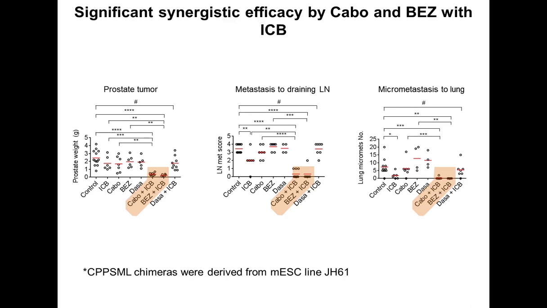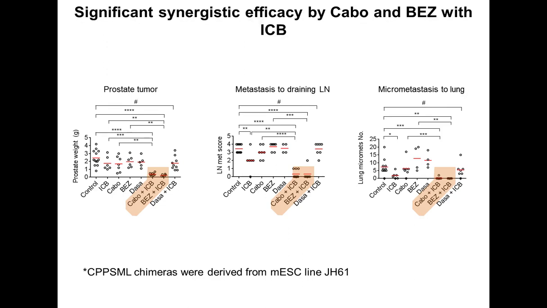If you focus on the prostate tumor weight plot, you will see that neither the ICB nor the drugs, cabozantinib, BEZ or dasatinib, as single therapy significantly change the tumor weight compared to the control. So neither of them is sufficient to modify the tumor. However, the combination of cabo plus ICB or BEZ plus ICB was very effective in reducing the tumor weight to a very low level. But this was not observed with the dasatinib plus ICB treatment. So that's the basic observation that we saw initially. That's very exciting to us.